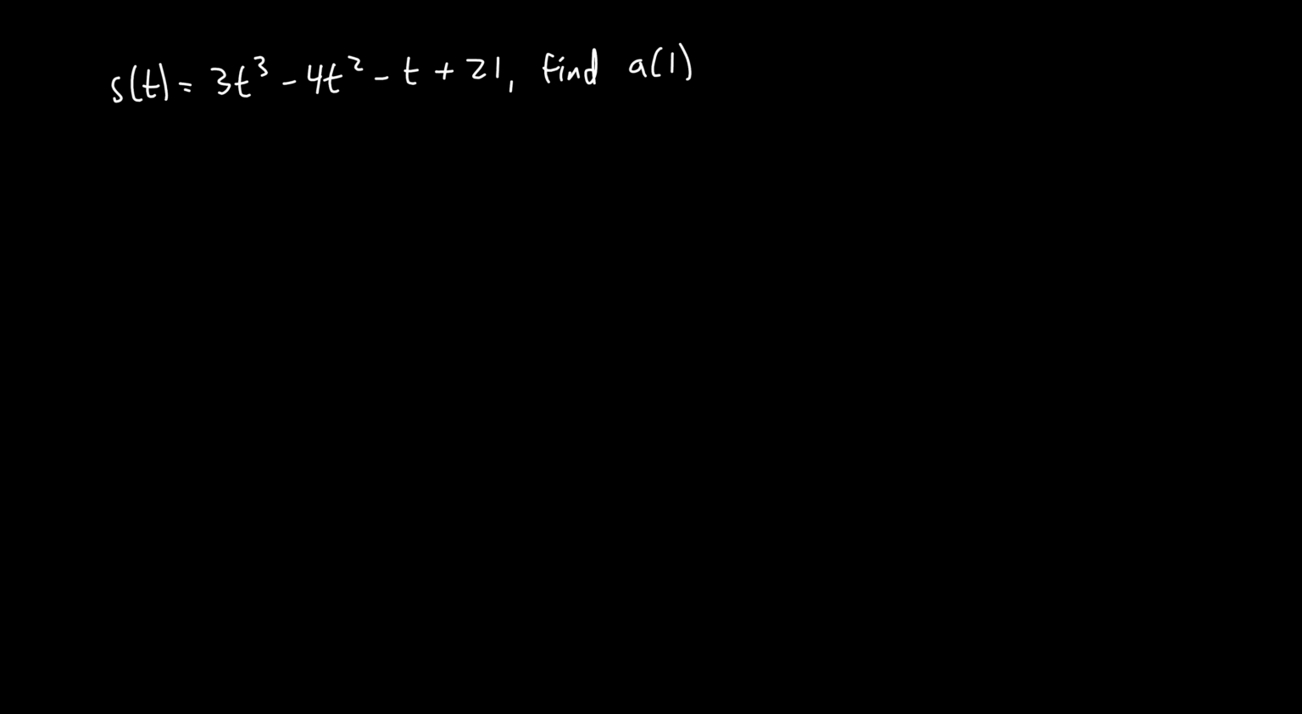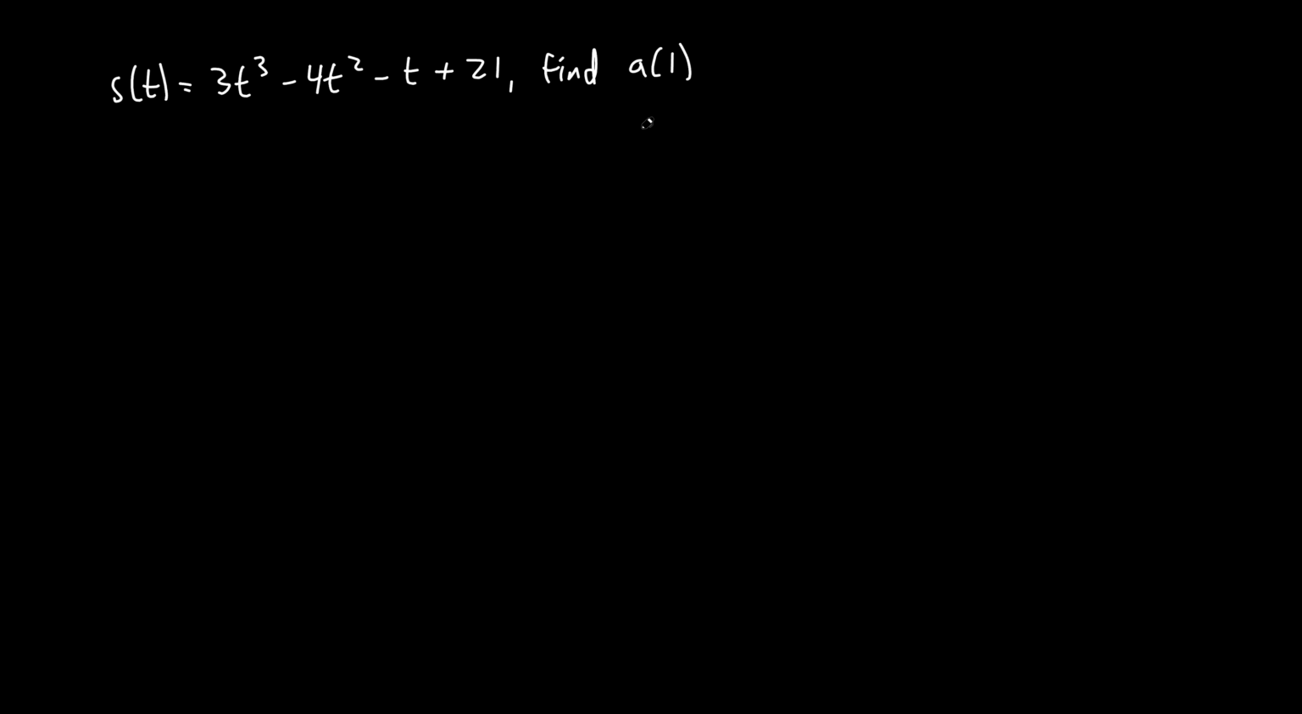In this problem, we're told that the position of a particle measured in meters is given by S of t equals 3t cubed minus 4t squared minus t plus 21. We're then being asked to find the acceleration of the particle at time t equals 1 seconds.